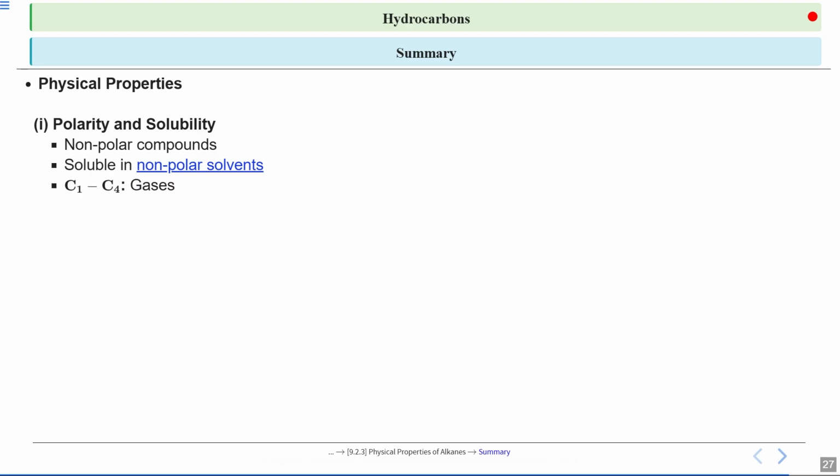If I talk about their state, C1 to C4 are gases due to weak intermolecular forces. Then C5 to C17 are liquids, and compounds having carbon count greater than 18 are solids.